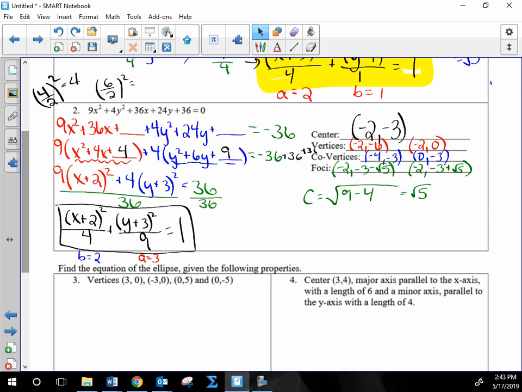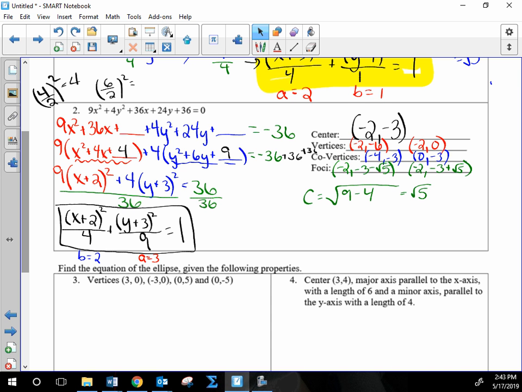Did you guys get square root of 5? Yes. Good. And my C affects the same thing as my A, so C is going to affect the Y's. So X has stayed the same. They both have -2 for X, and then -3 minus root 5, -3 plus root 5. Okay, questions with that? Awesome.